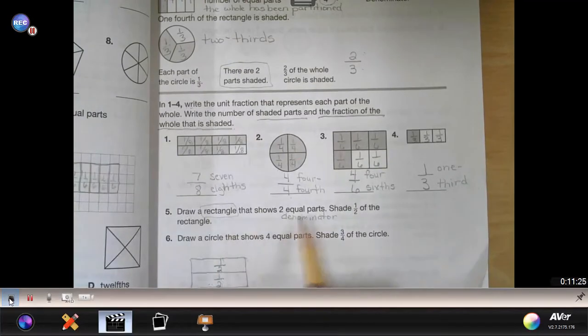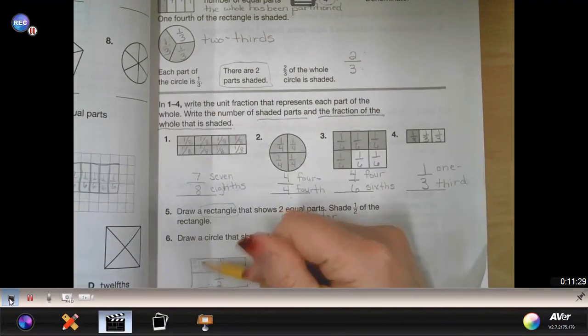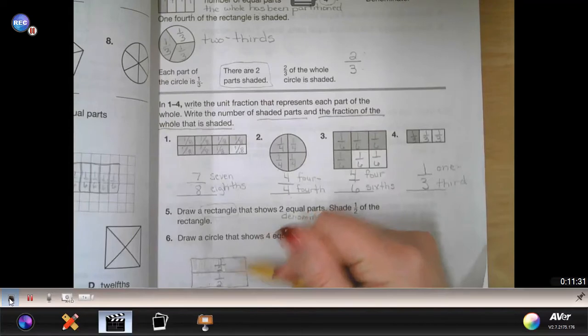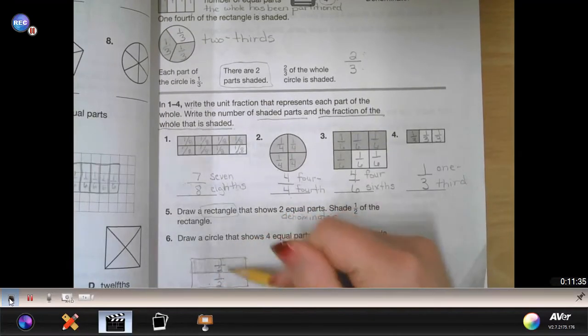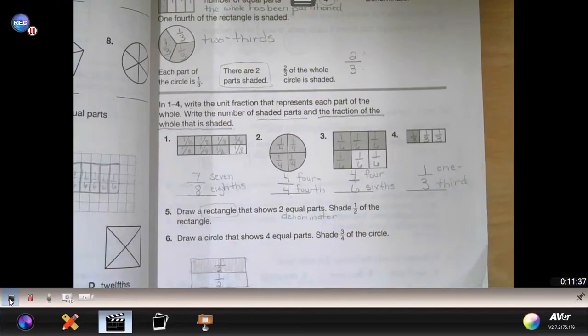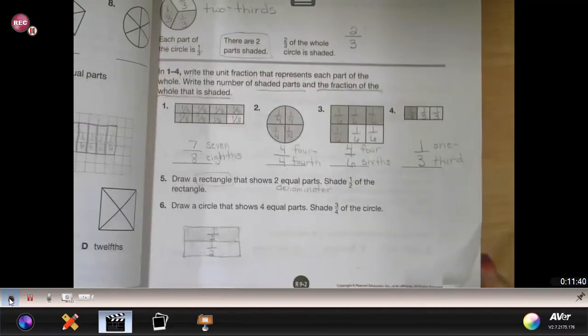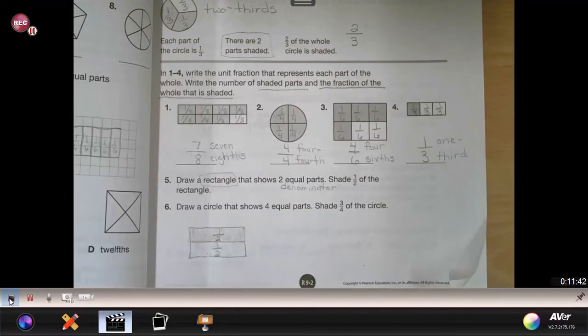And then it says shade 1/2 of the rectangle. Well, we're going to shade one of those 2 pieces. Does it matter which one you shade? No, because remember, either one of these is going to be an equal part of those 2 pieces. So this is 1/2.